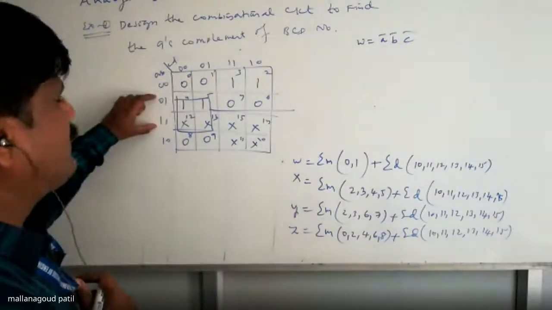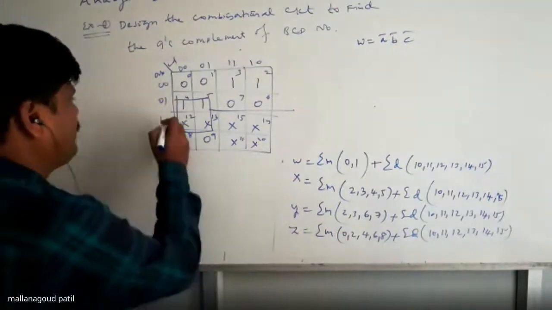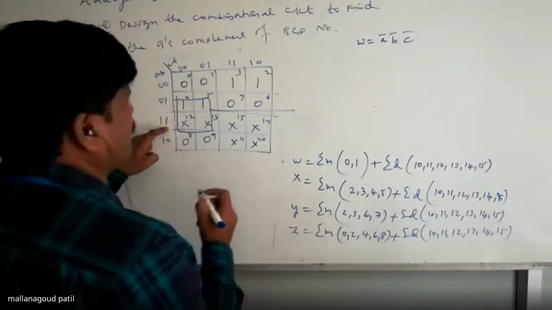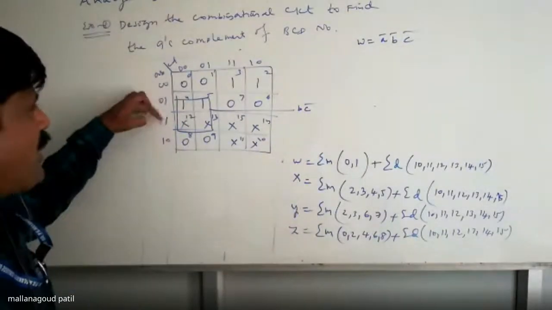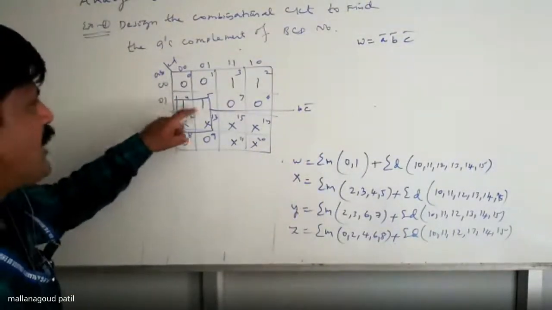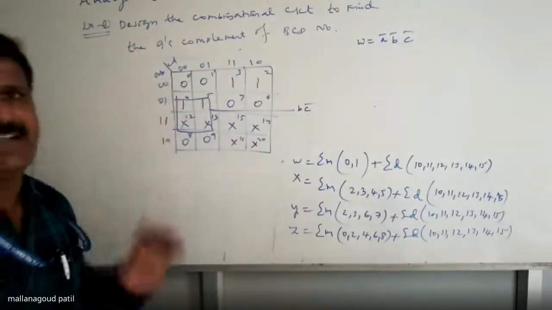Common row. Row address is 0, 0, 1 and 1, 1. B C bar, good. B C bar is right. Row I got B common. Column I got 0 common. Belongs to C. I written it as C bar. B C bar is right.